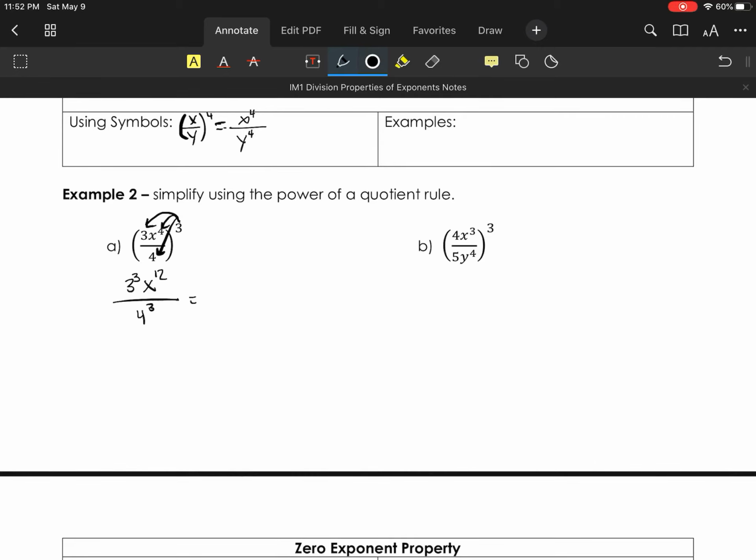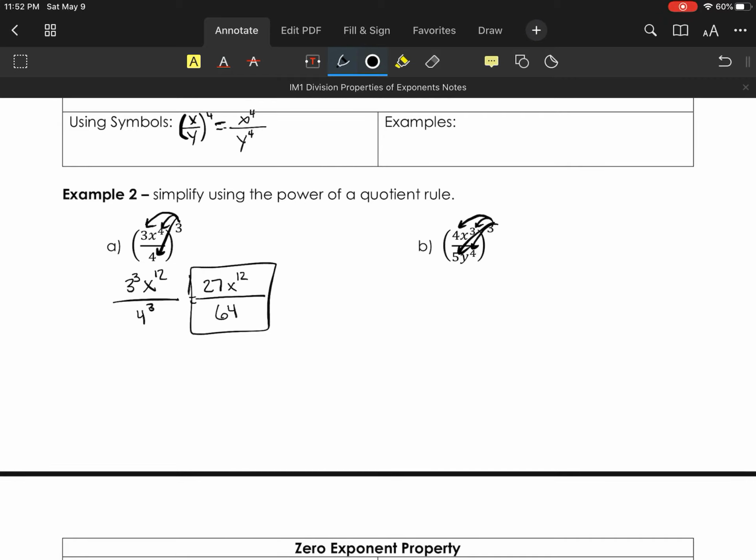Then to simplify that, I need to simplify down my actual numbers. So 3 to the 3rd, if you plug that in your calculator, I didn't say this on the previous video, but you can also plug it in Google if you want to. If you type in 3 caret, which is shift 6, to the 3rd, that will give you your answer on Google. So 3 to the 3rd gives you 27, x to the 12th over 4 to the 3rd gives you 64. And there is your answer.